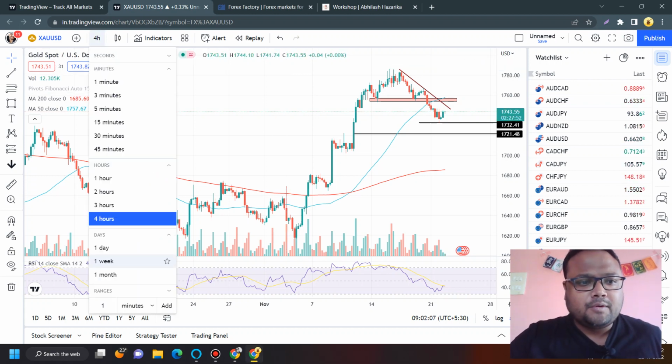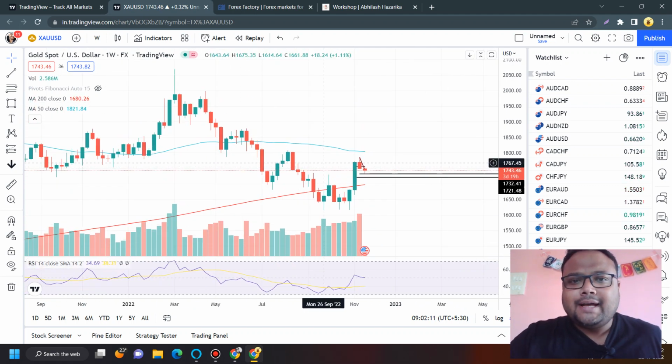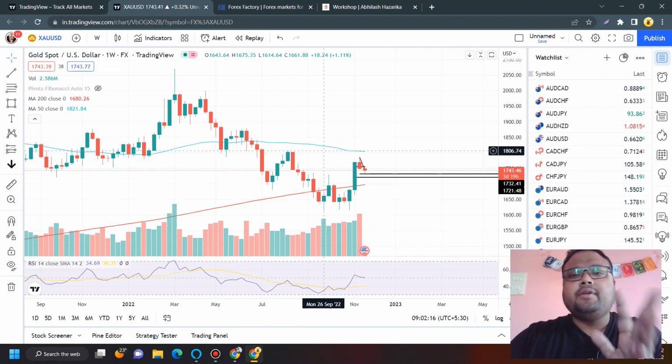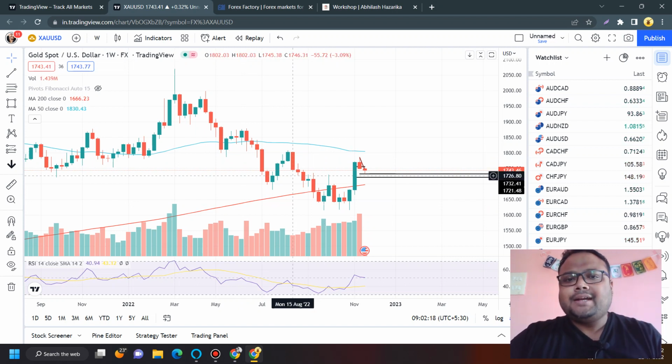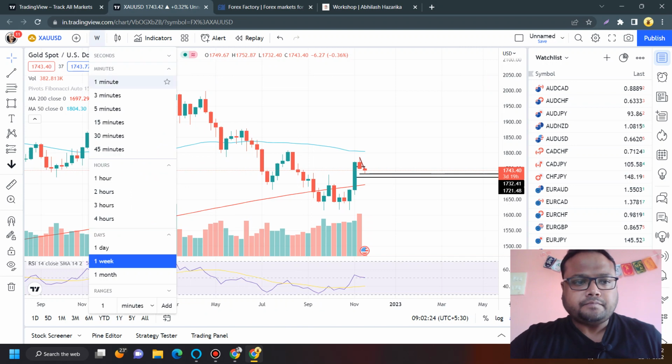For example, the weekly chart. This is a weekly chart of gold. As we already know, in the weekly chart, gold is beautifully following the Fibonacci. But right now, we do not have any such important level from the weekly chart. The important levels are quite far away.